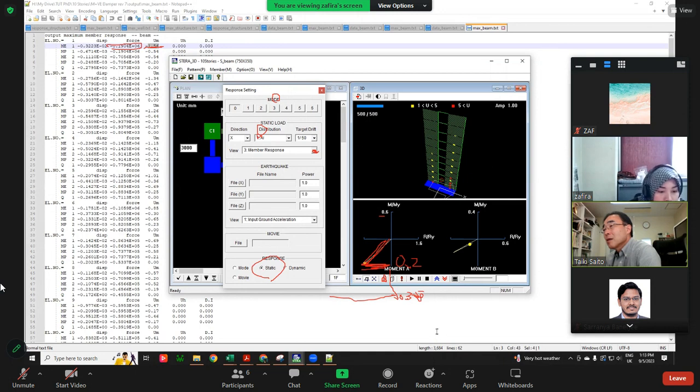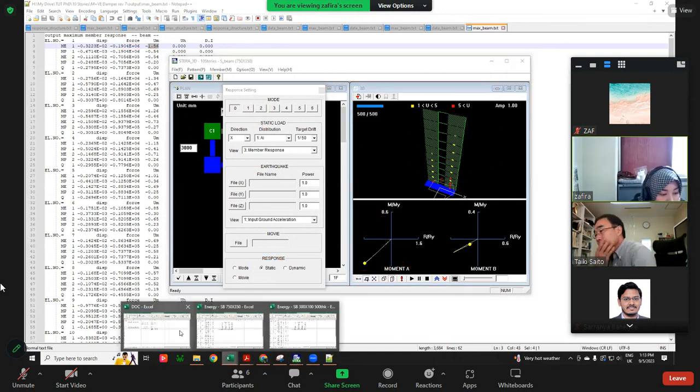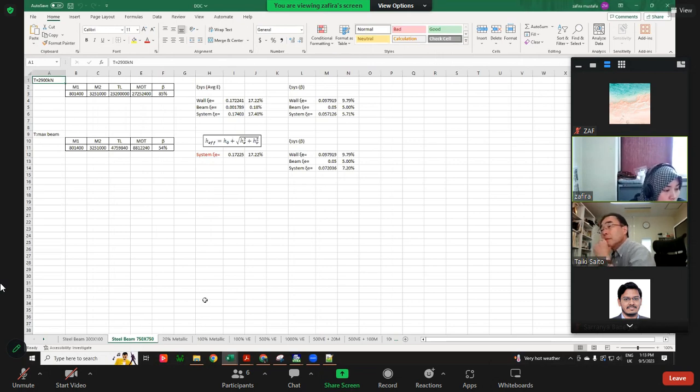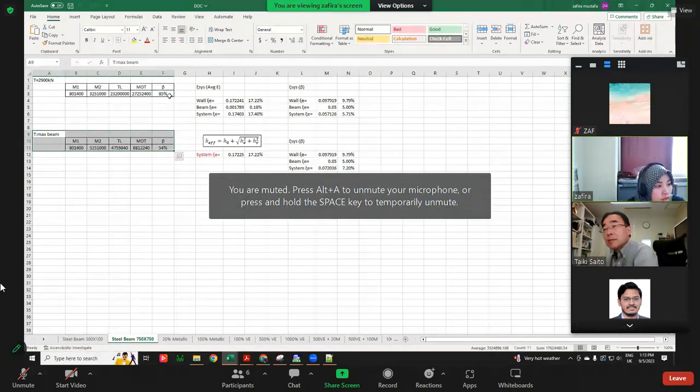Okay, I understand. And then, so can we consider this method for calculating the degree of coupling instead of this one? I feel like this is more reliable compared to this one.